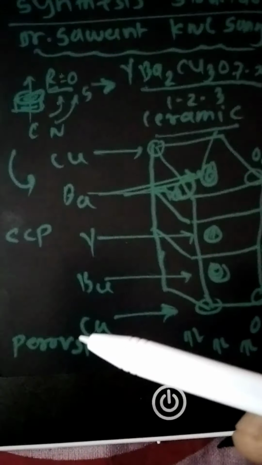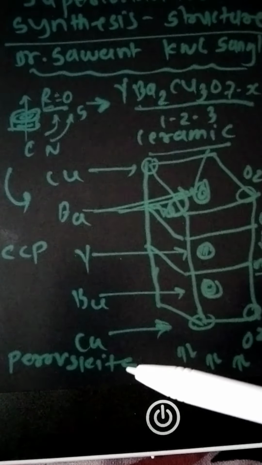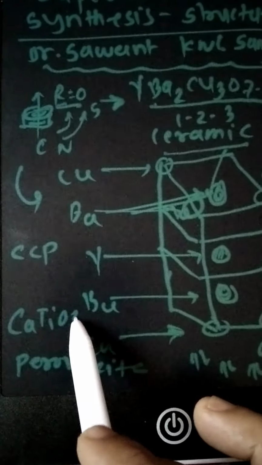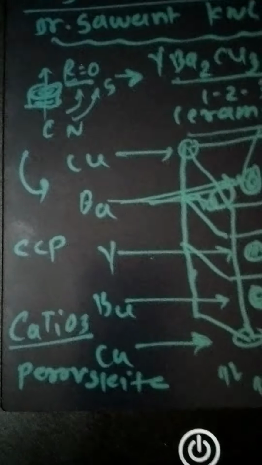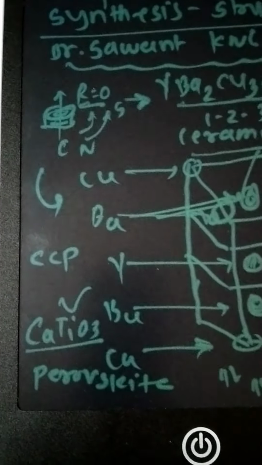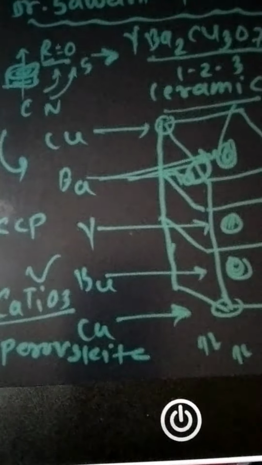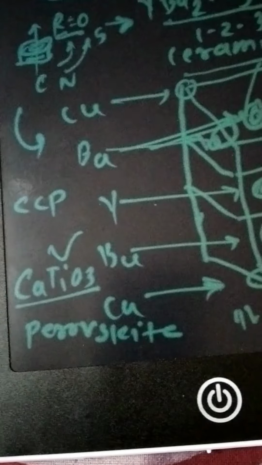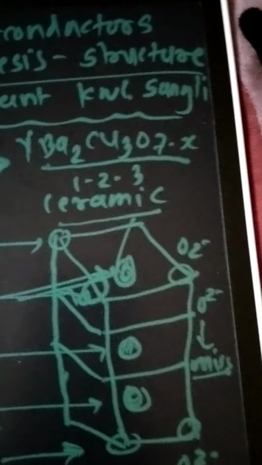It has a perovskite type of structure. Perovskite is a special CaTiO3 type ore structure. This ore has a special structure, cubic closed packing with a special unit cell. Such a perovskite structure, representing this mineral, is observed in this 1, 2, 3 ceramic superconductor.